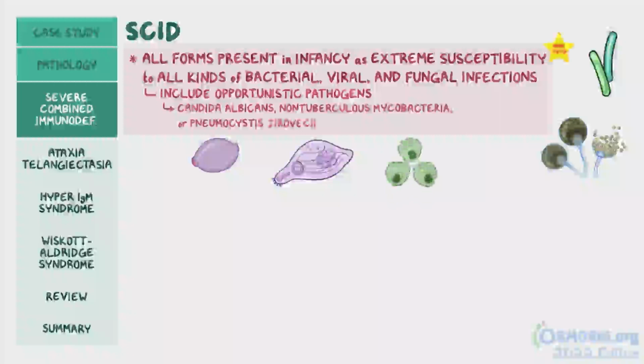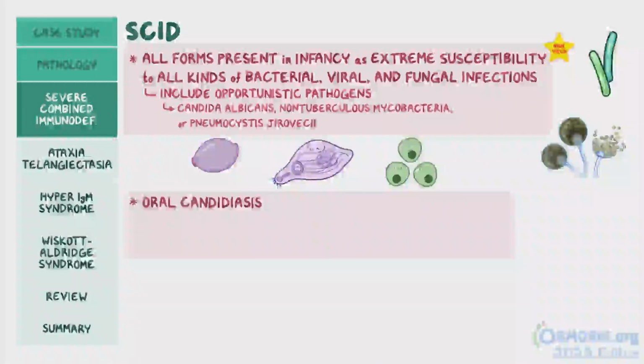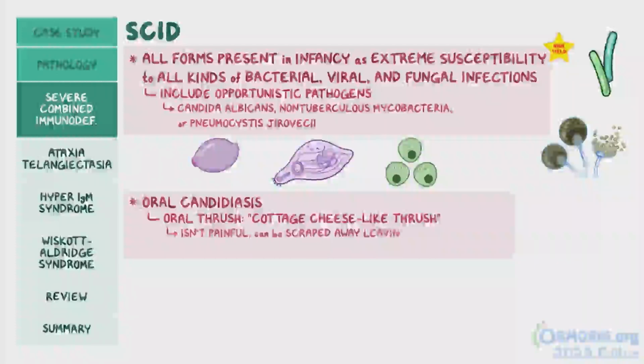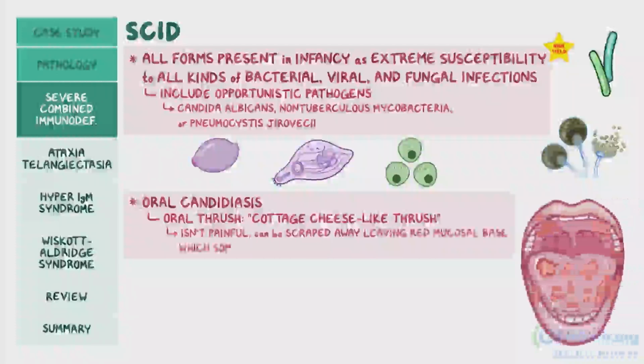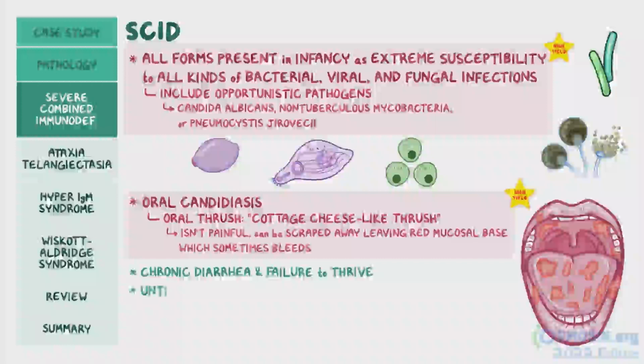For your exams, remember that oral candidiasis presents with a characteristic oral thrush that's often described as cottage cheese-like thrush, but it isn't painful and can be scraped away with a tongue depressor, leaving behind a red mucosal base which sometimes bleeds. In addition, individuals often present with chronic diarrhea and a failure to thrive. If left untreated, SCID has a high mortality rate in the first year of life.